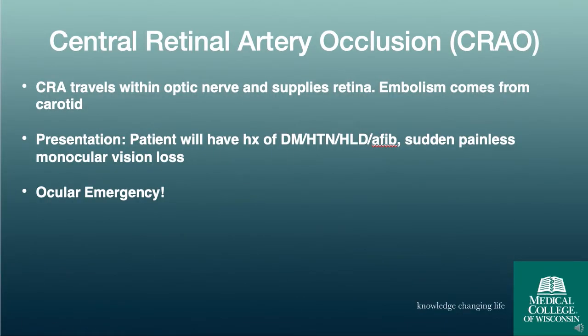Next is a central retinal artery occlusion, or a CRAO. This will typically be a diabetic patient with hypertension, hyperlipidemia, AFib. They'll come in with sudden painless monocular vision loss.